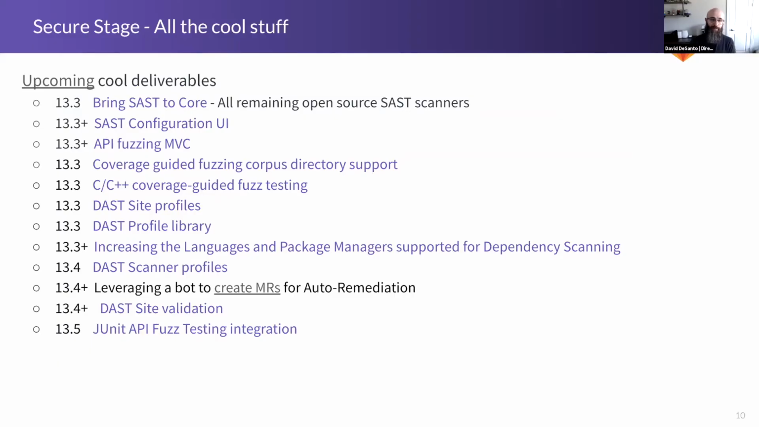We have a lot of great things coming out over the next couple of months as well. A good example is our API fuzzing. So you'll be able to fuzz REST APIs that are defined in Open API v2 or Open API v3 format. We're also beginning to expand what you can save with regards to DAS to help you build new tests faster. This includes site profiles as well as the profile library itself.